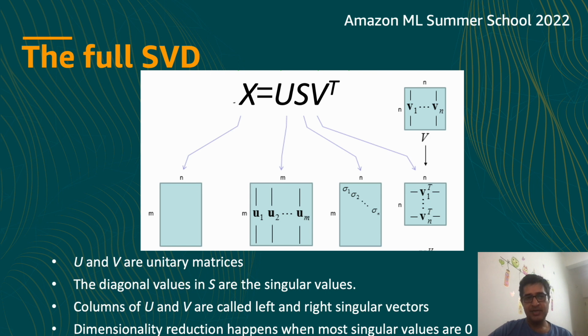What you are trying to get to is a representation where these can be represented by very few basis vectors themselves, right? You express the matrix X as a matrix multiplication of the matrix U, which is an m cross m matrix, matrix S, which is an m cross n matrix, and then a matrix V transpose, which is an n cross n matrix. The structure of these matrices is that U and V are unitary matrices themselves. The diagonal values of S are singular values, and the columns of U and V are called left and right singular vectors themselves.